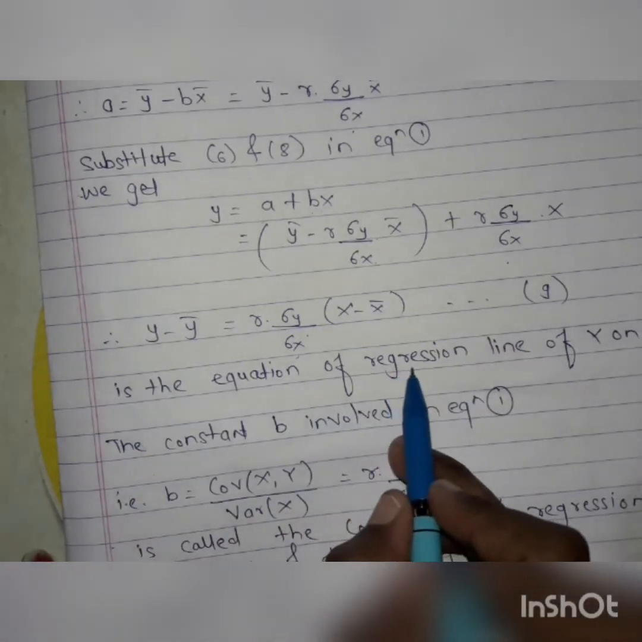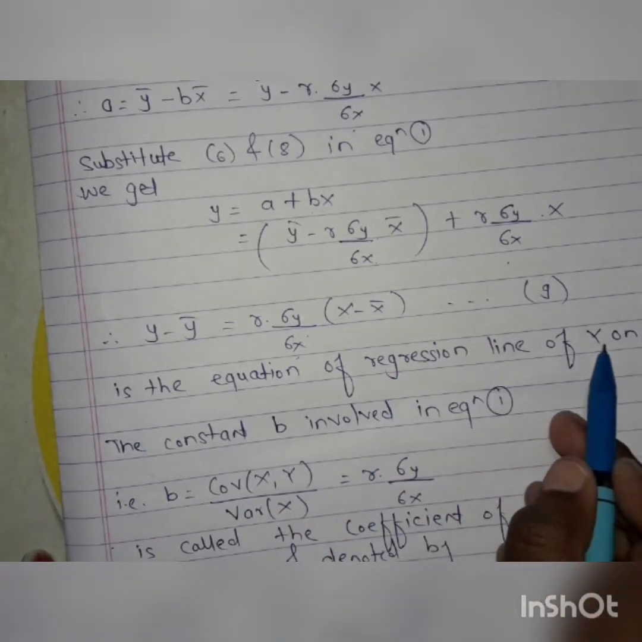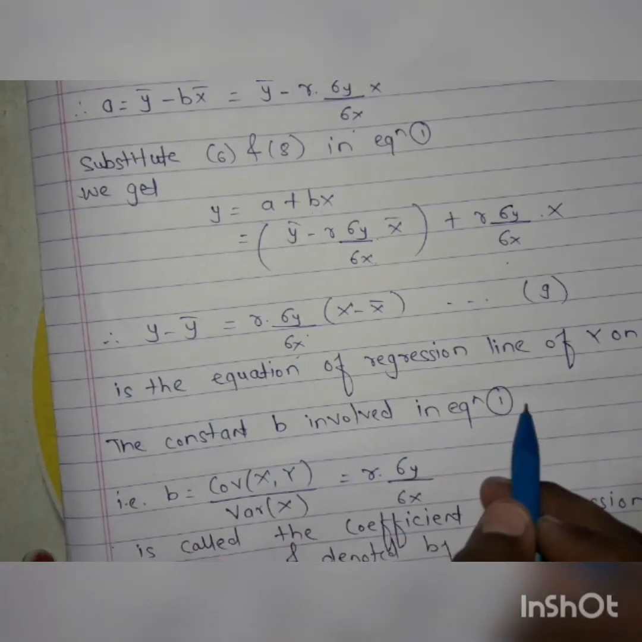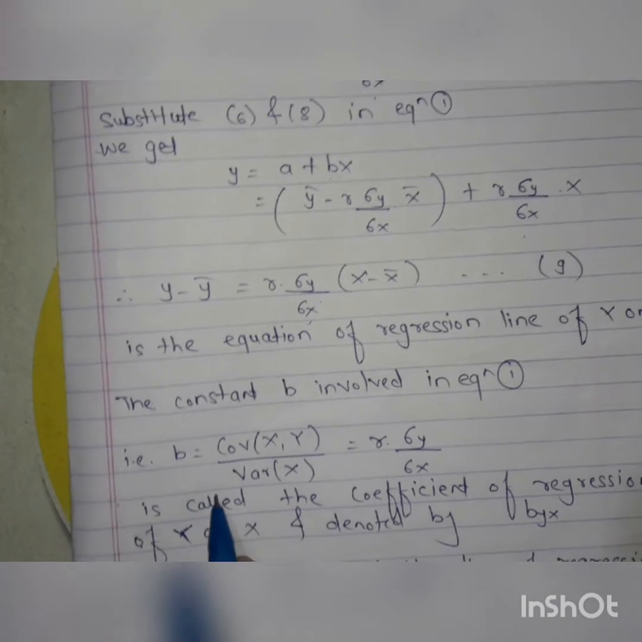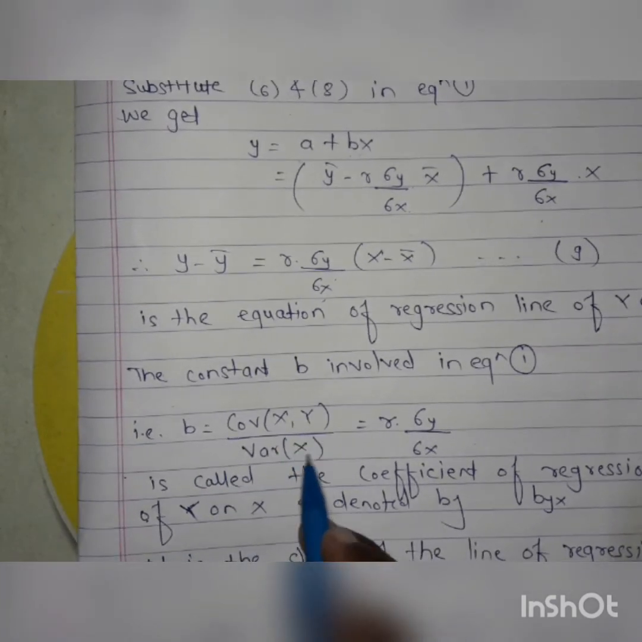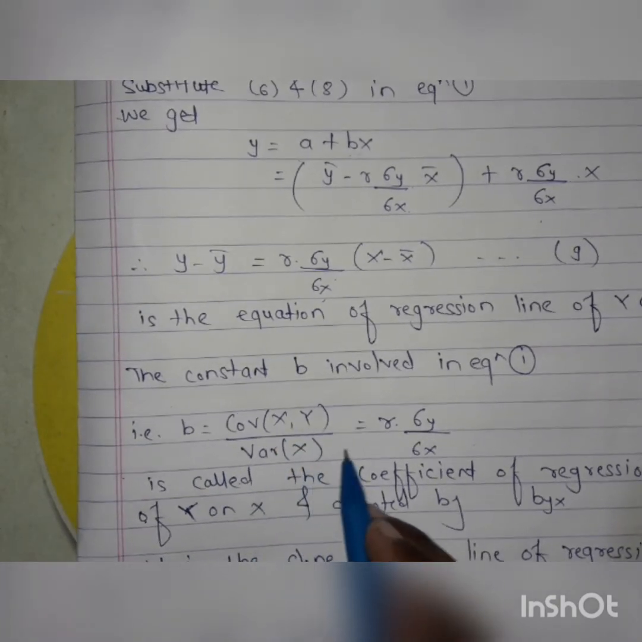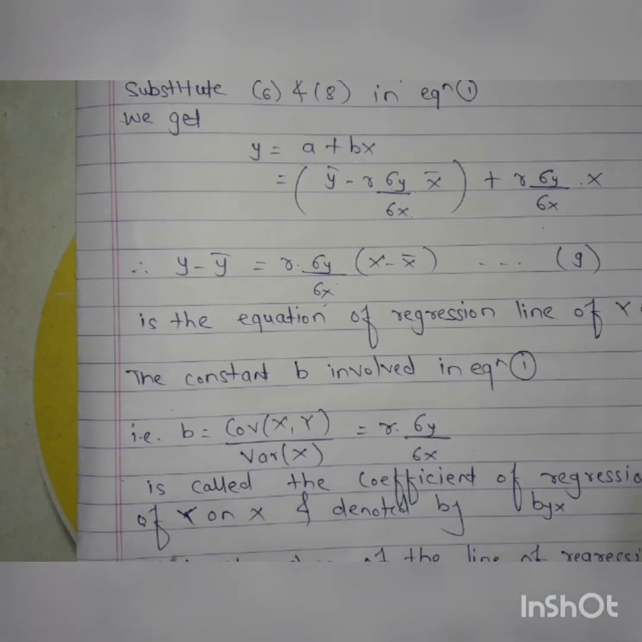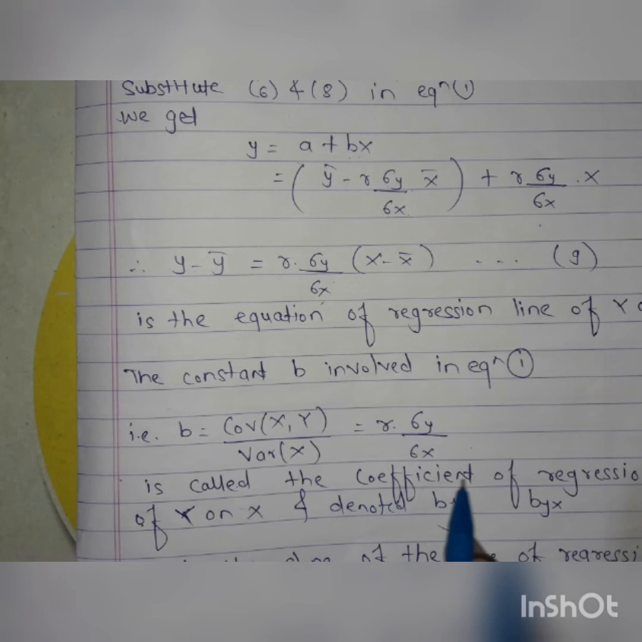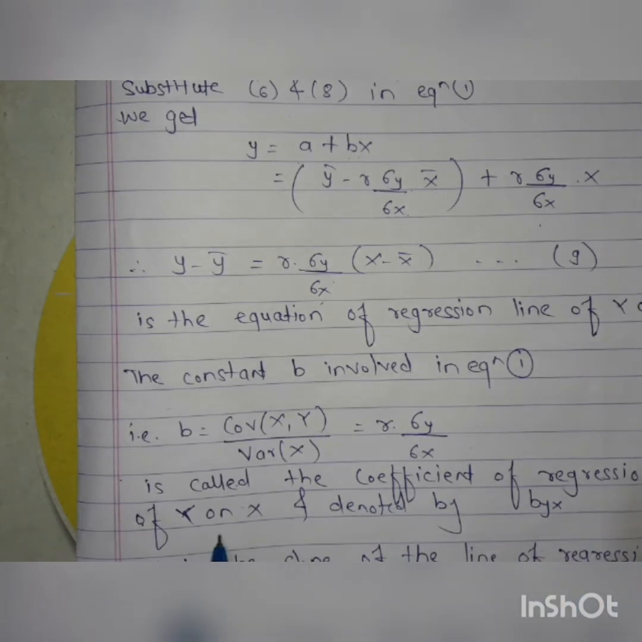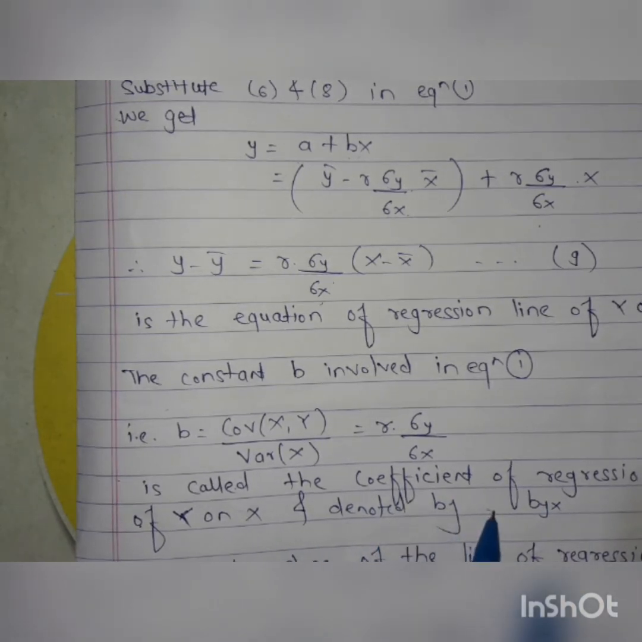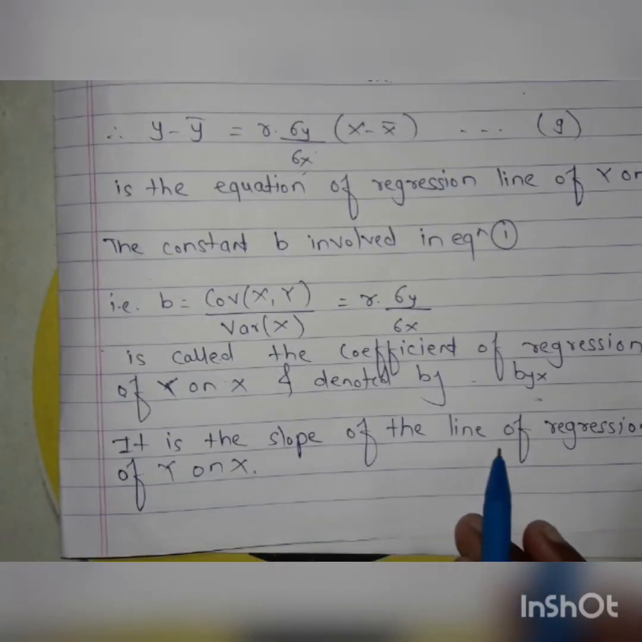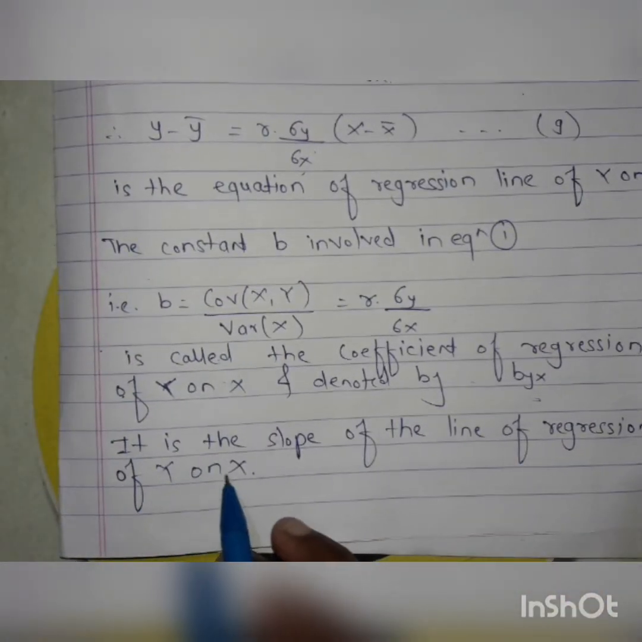This is the equation of the regression line of y on x. The constant b involved in equation 1, that is, b is equal to covariance of X comma Y upon variance of X, which is equal to r into sigma y upon sigma x, is called the coefficient of regression of y on x. It is the slope of the line of regression of y on x.